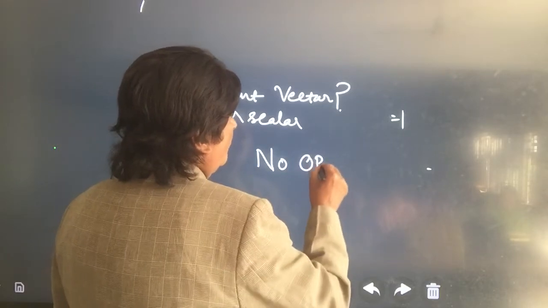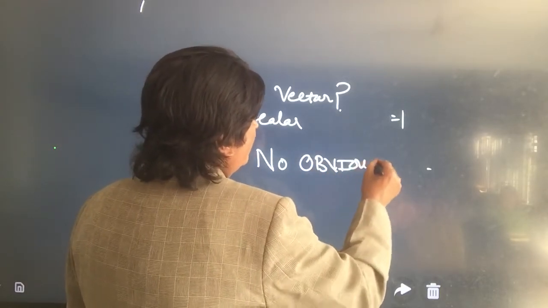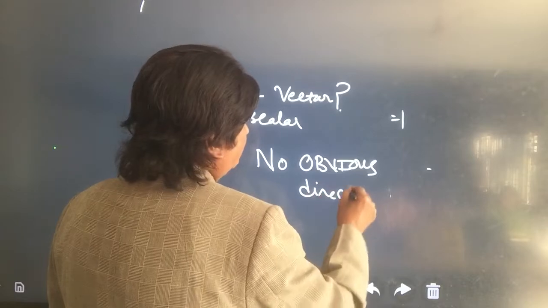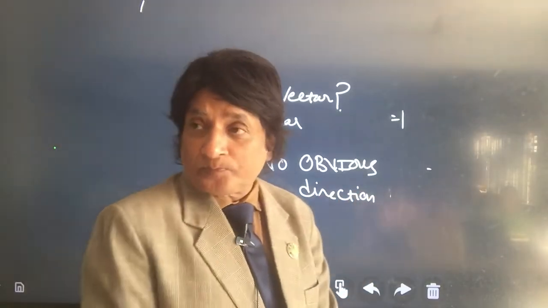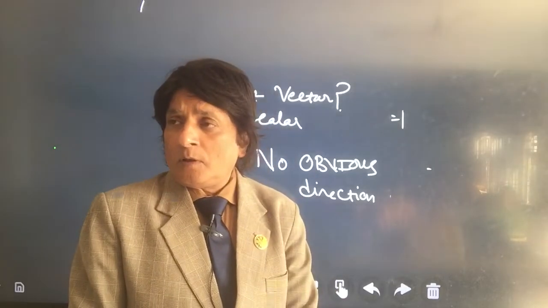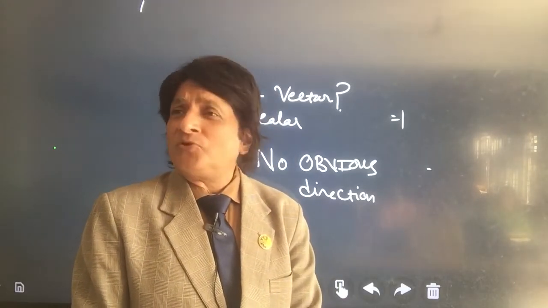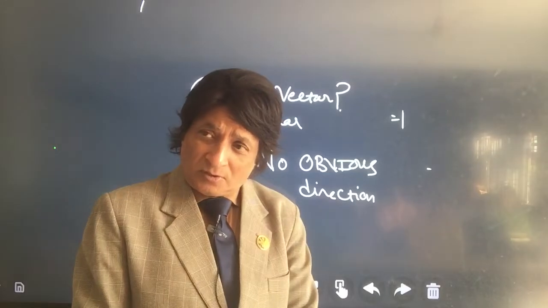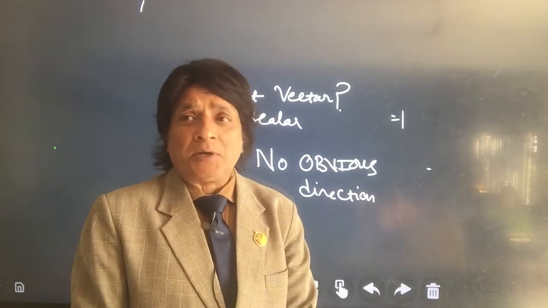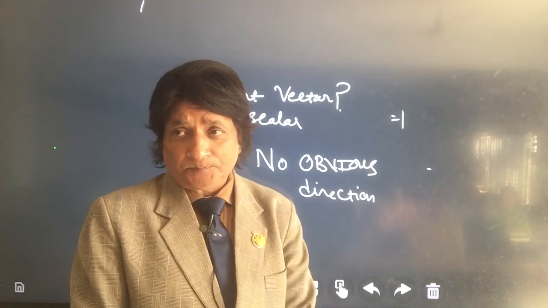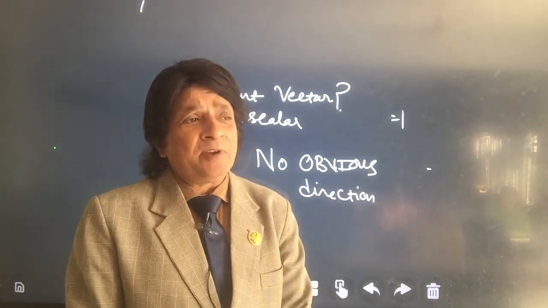No obvious direction. When it has no obvious direction, it means it has no sense of direction. It means it has no particular direction. Then the knowledge of vector is gone.